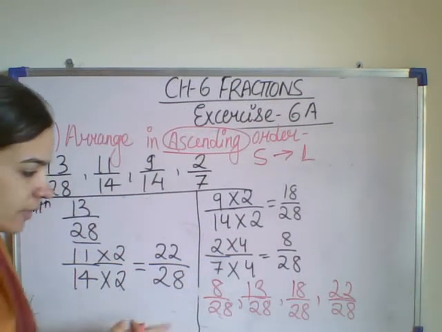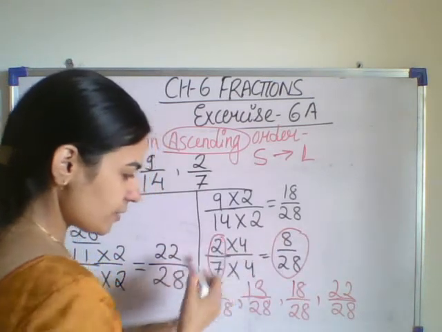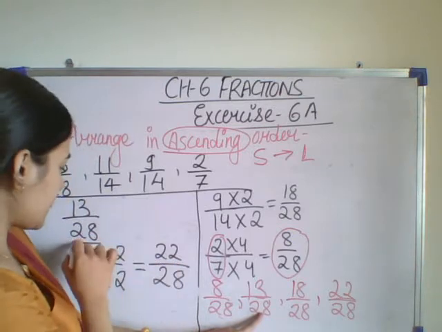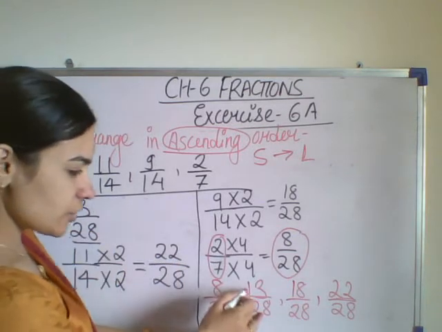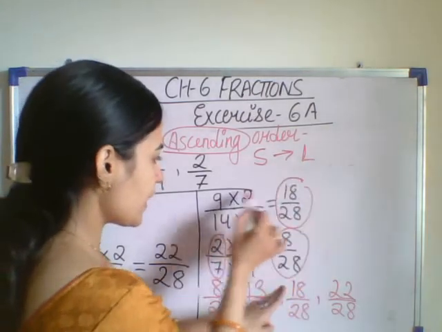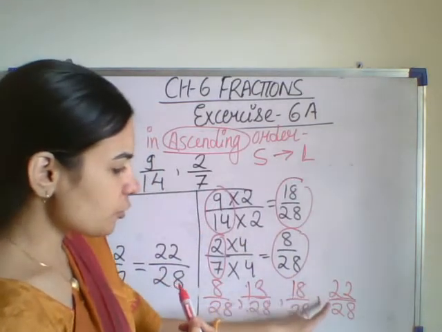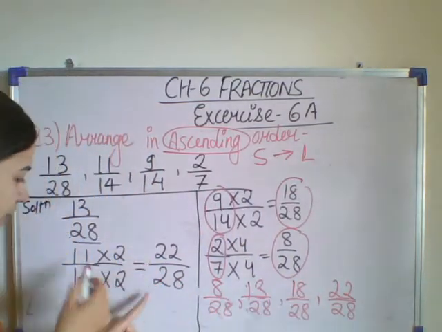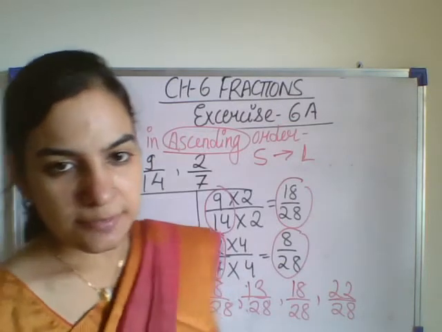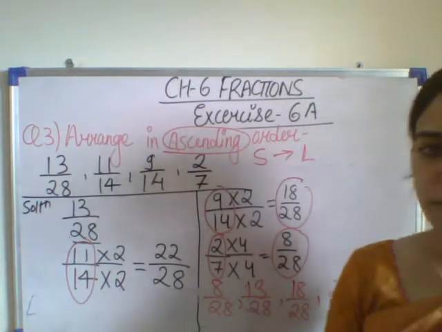Now students, instead of this 8 by 28 I can write 2 by 7. Yes, and 13 by 28 is as it is. So I have written here. Now instead of 18 by 28 I can also write 9 by 14 and instead of 22 by 28 I can write 11 by 14. So in this way we have to arrange the given fractions in the ascending order.